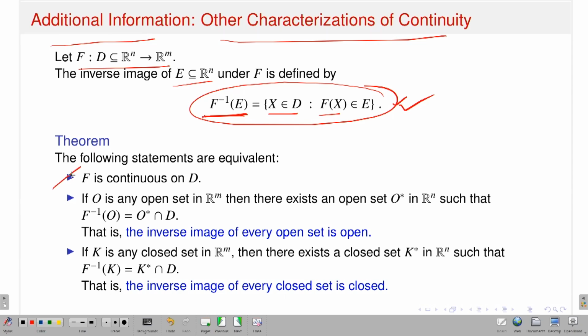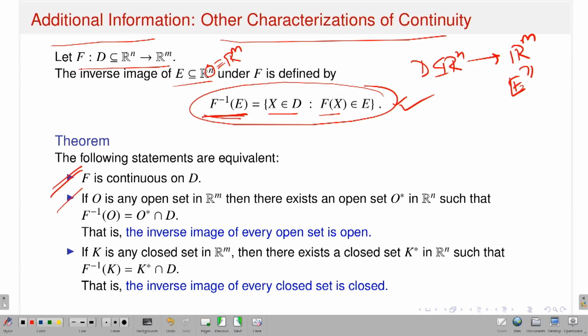What is this? First of all, capital F is continuous function. If capital F is continuous from D subset of Rn to Rm, then whenever, if I take any O in, I think there is a little mistake. Yeah, this should be Rm. This is not n. This should be Rm. That means I have a function from Rn to Rm. So I am considering a set E in the range or in the codomain. Then I am trying to define a set in the domain.